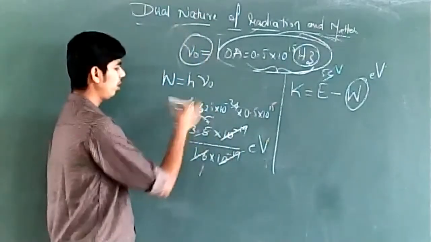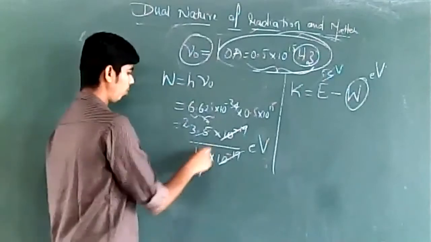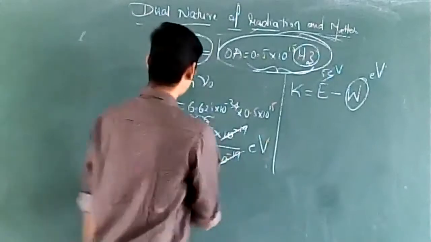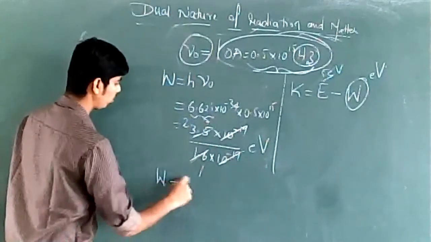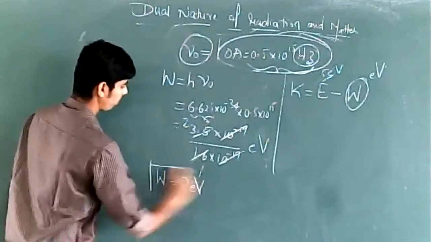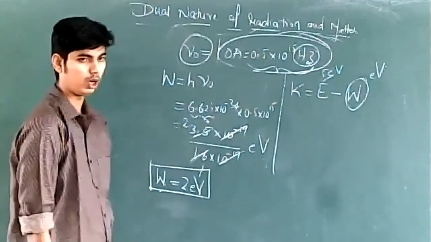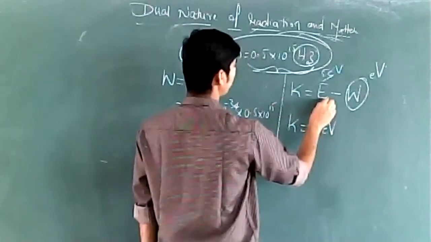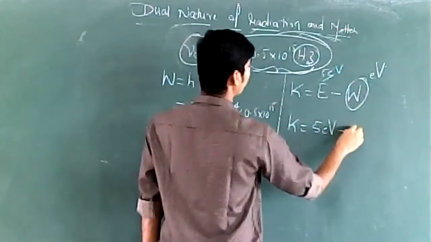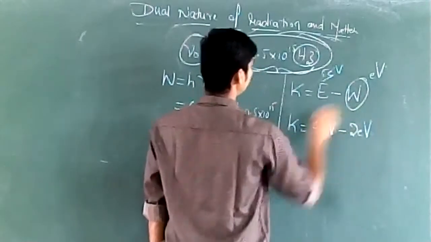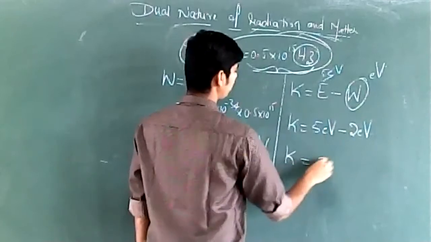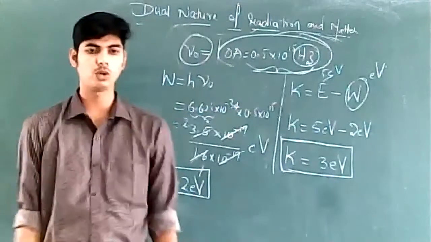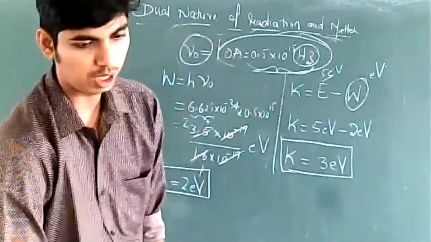Here 3.5 and 3.2 approximately cancel. So the work function is now equal to 2 electron volts. So the kinetic energy of the photoelectron is the energy of photon given to us, 5 electron volt, minus the work function calculated to be approximately 2 electron volts. So the kinetic energy must be nearly equal to 3 electron volts. Kinetic energy of the photoelectron must be nearly 3 electron volts.